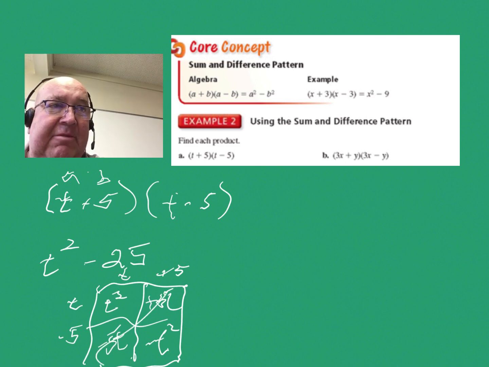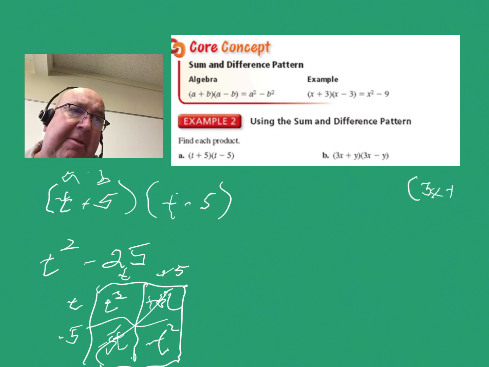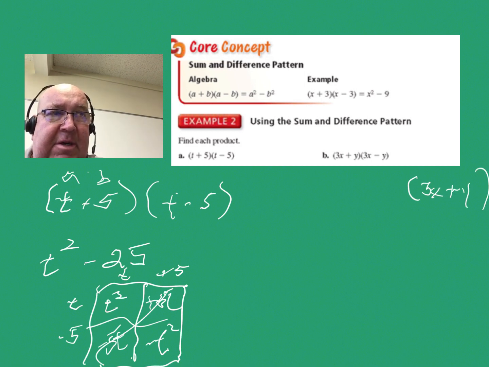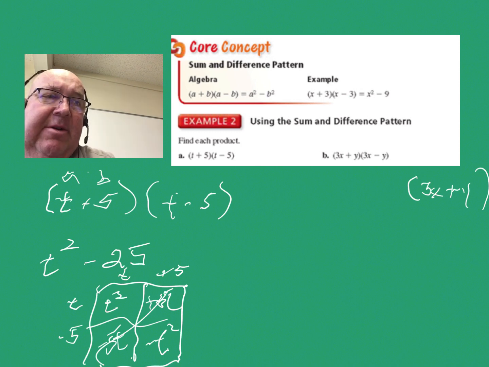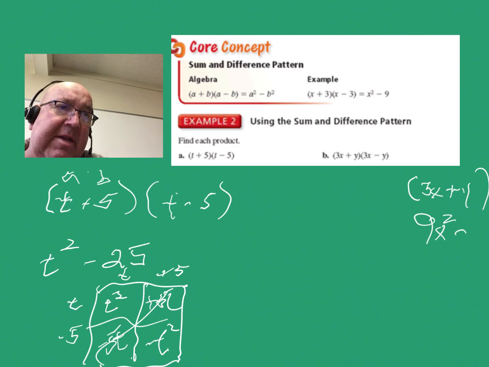One last problem. 3x plus y, 3x minus y. By our pattern, we're going to get 9x squared minus y squared.